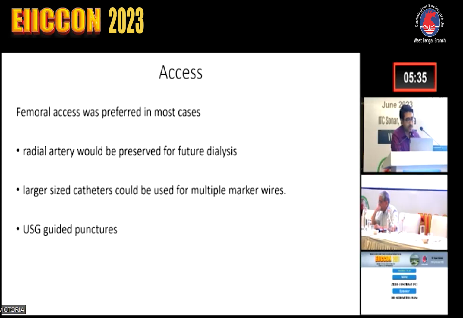Now coming to the procedure and some of the tips and tricks of the procedure. For the access, a femoral access was preferred in most of the cases. Radial artery should be preserved for future dialysis because there is risk of AKI in these patients. And the larger sized catheters should be used because we need imaging devices, physiology devices. I will come to those in my later slides, and we need multiple marker wires. So preferably a large bore catheter should be used. So the access should be made in that way, and USG guided punctures were preferred.